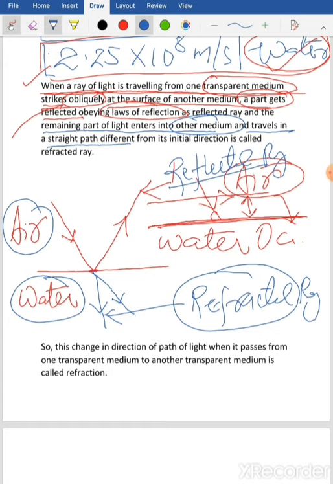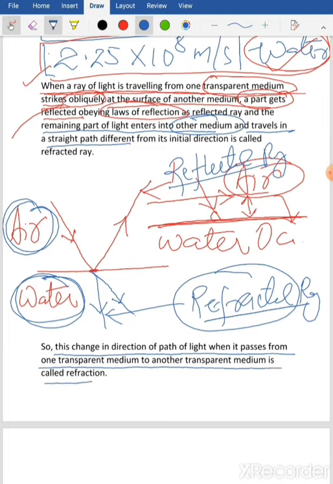Refracted ray. Okay, so when a ray of light gets reflected back or bounces back in the same medium, it is called reflected ray. But when a ray of light enters from one transparent medium, here I've taken air, to another transparent medium, that is water, this ray which is in the another medium is called refracted ray. So this change in direction or path of light when it passes from one transparent medium to another transparent medium is called refraction. So यो चाहिँ भयो हाम्रो refraction.